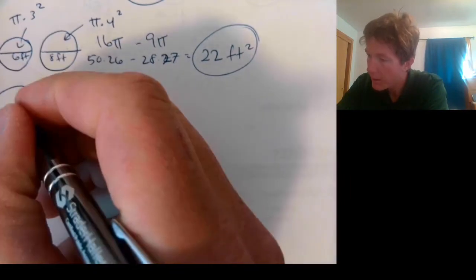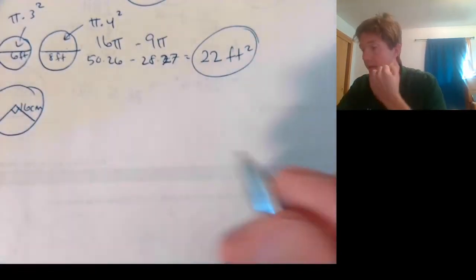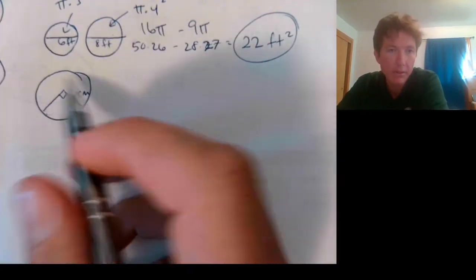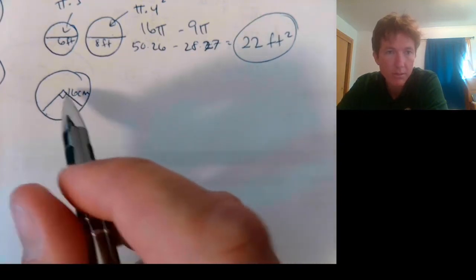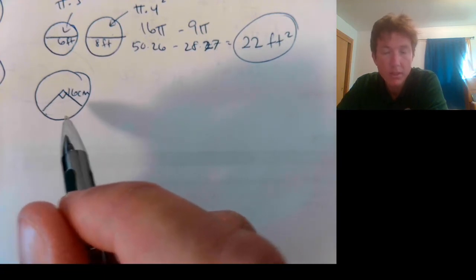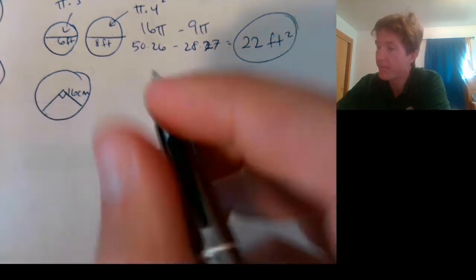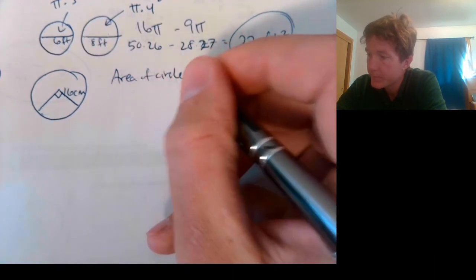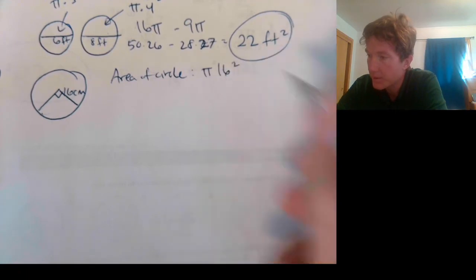Okay, so here I have my circle, radius 16. So what I need to do is find out the area of the whole circle, and then I'll find out how much of the circle this sector is, and then I'll either divide by a whole number or I'll multiply by a fraction to get the area of this part. So the area of the whole circle is going to be pi r squared, so pi times 16 squared.